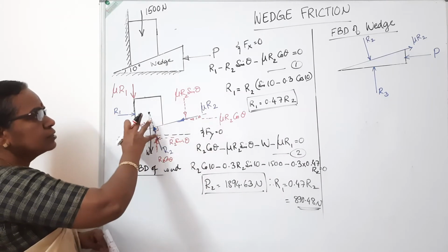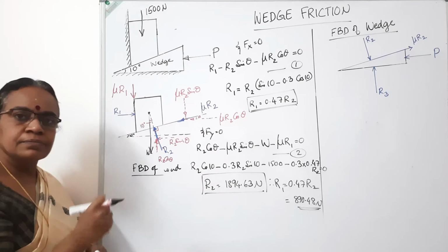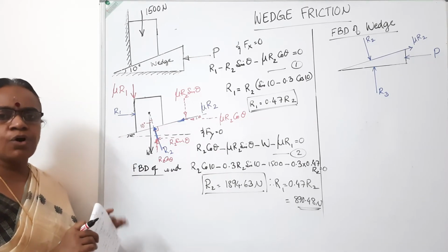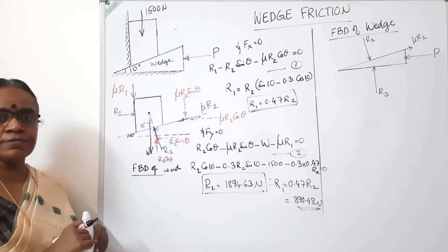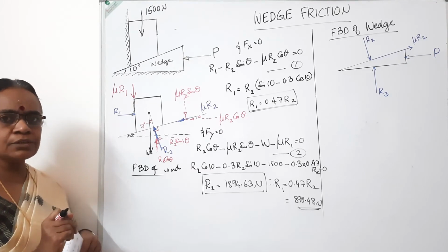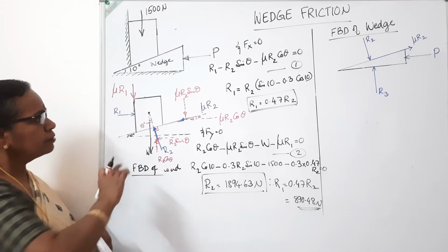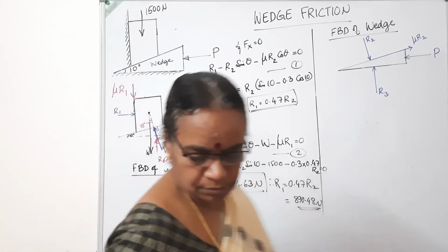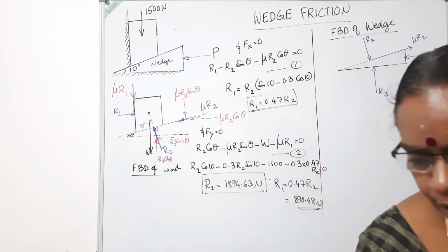Consider the block, draw the free body diagram, mark the forces. The forces which are not in the normal Cartesian coordinate directions, resolve them into Cartesian coordinate directions x and y. Sigma Fy 0, sigma Fx 0. Now coming to the wedge. You come to the free body diagram of the wedge.